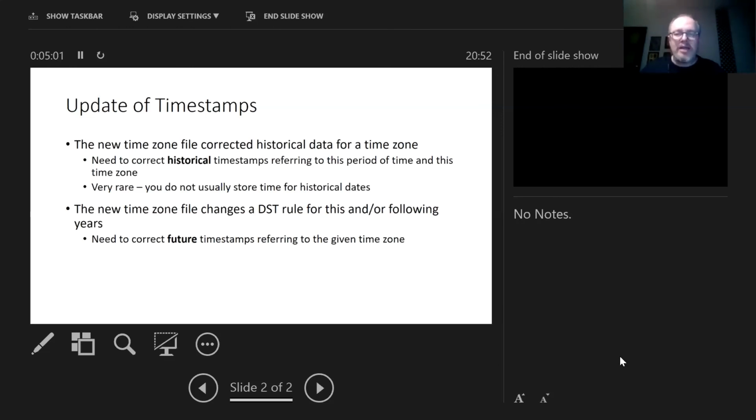So let's see, I've seen a question on the chat. Is there a document that maps the default time zone version for each release of the database? For instance, I know the time zone version for release 11.2.2 is 14.